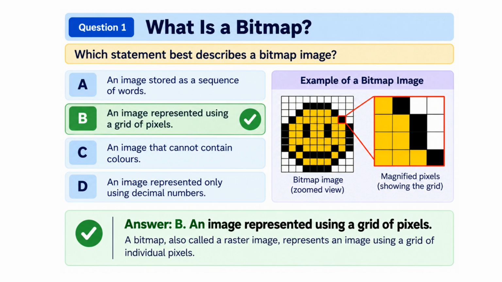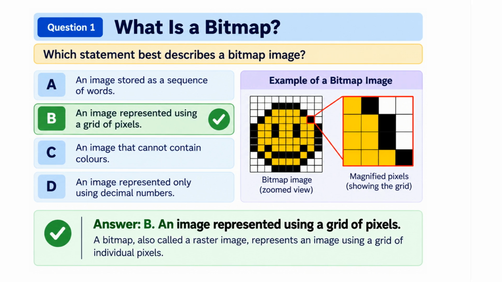A bitmap, also known as a raster image, is made from many small squares called pixels. Each pixel represents one tiny part of the image and has its own color value. When all of these pixels are arranged together in a grid, they create the complete image that we see. So remember, a bitmap image is represented using a grid of individual pixels.